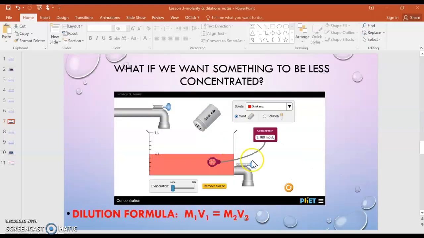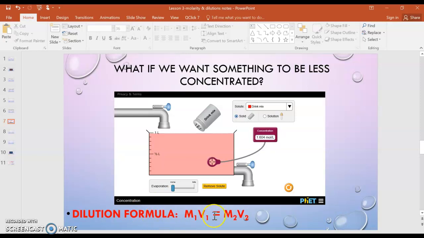So what we could do is add water to it. Whoa. So you see the color kind of got less red, and in this case the concentration did go down quite a bit. So in chemistry we do this a lot, especially with acids and bases. To decrease their molarity, we dilute them.